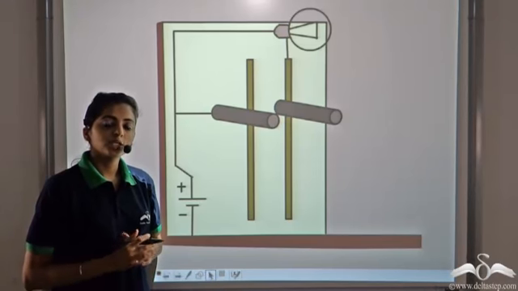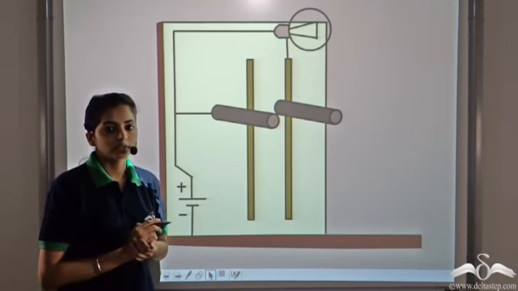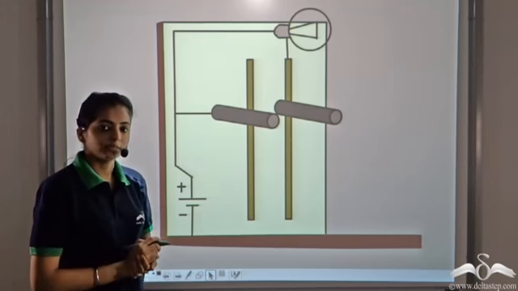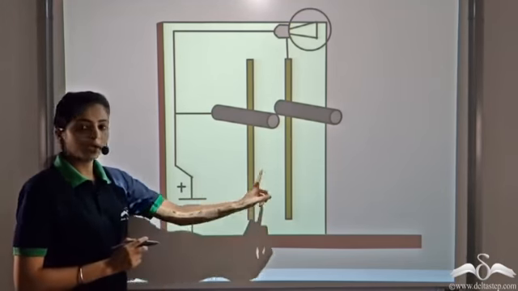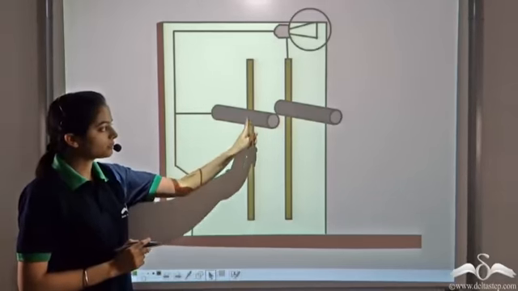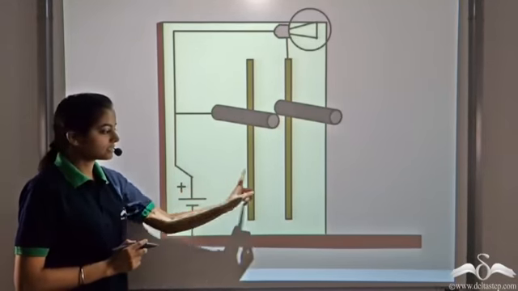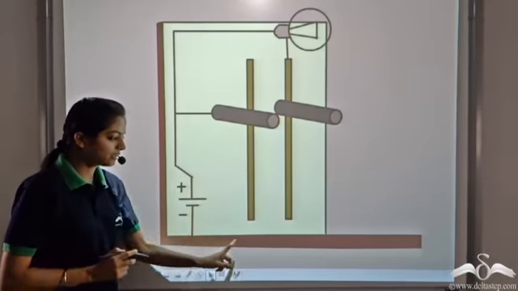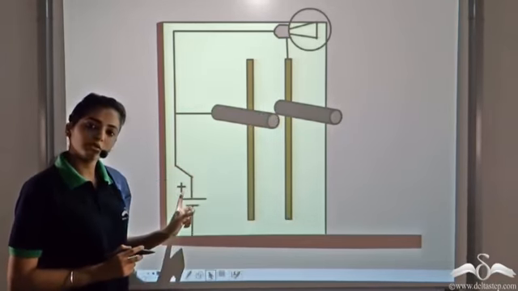In physics, you studied that electricity flows only when there is a closed circuit. Let's look at this setup. In this, we have a battery. There are two metal rods. The first metal rod is connected to the positive end of the battery, and the second metal rod is internally connected to the negative end of the battery. And the bulb is connected to the battery.